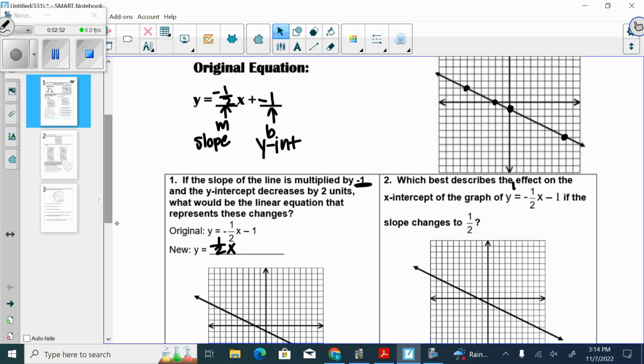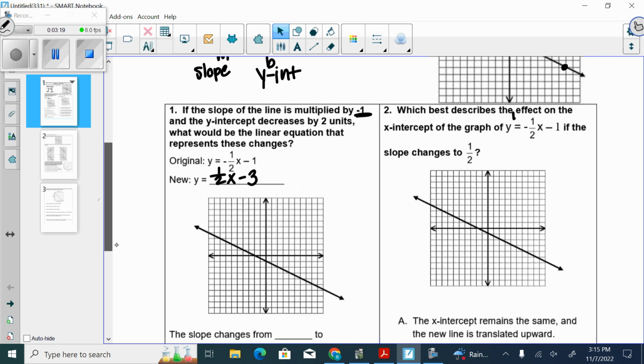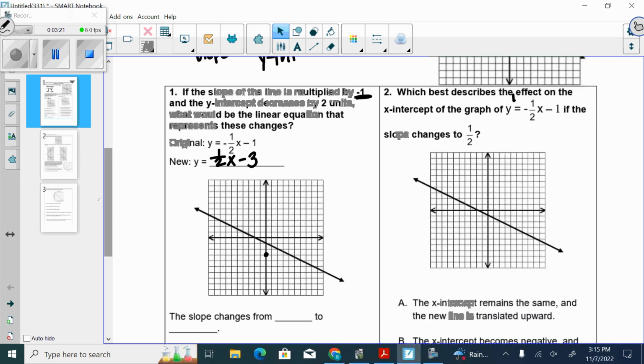Okay, and then it says to decrease my y-intercept by 2 units. Well, currently, my y-intercept is -1. If I decrease -1 by 2, where does it put us? -3. All right, so there's my new equation, okay? So again, which number tells me where to start, the 1/2 or the -3? -3. So on my graph, I'm going to put a point on my y-axis at -3.